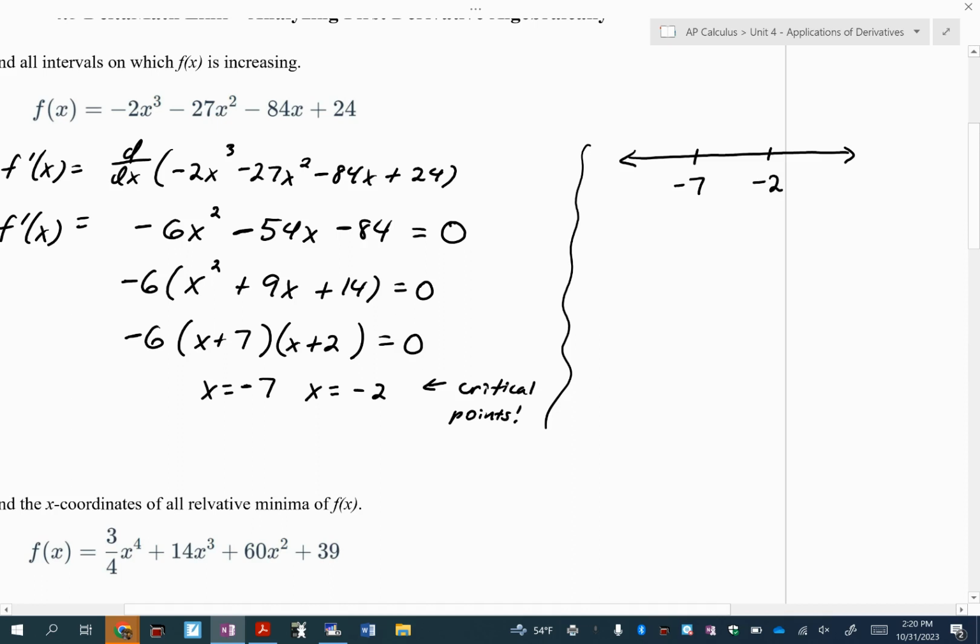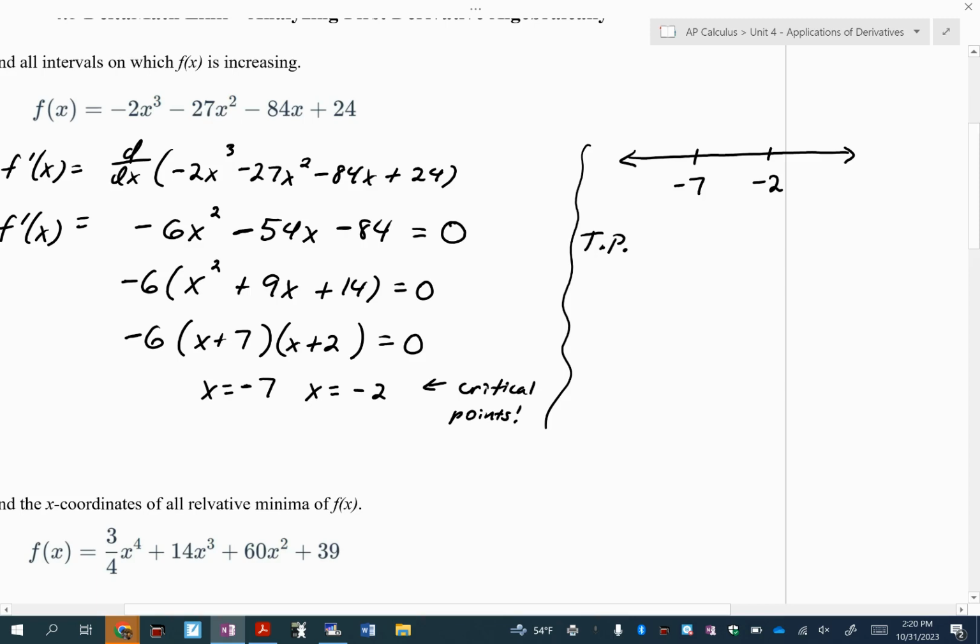Essentially what I'm saying is that if I were to look at the original function at negative 7 and negative 2, there's the chance that something interesting is happening. There's the potential for something interesting to be happening at negative 7 and negative 2. So I'm going to choose some points around those to help me determine what is happening. I call these test points, or TPs.